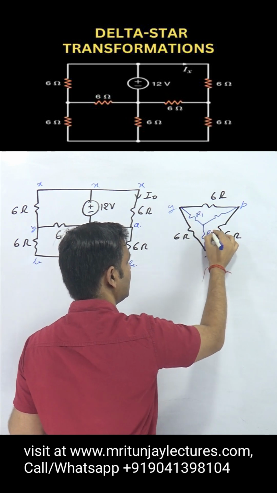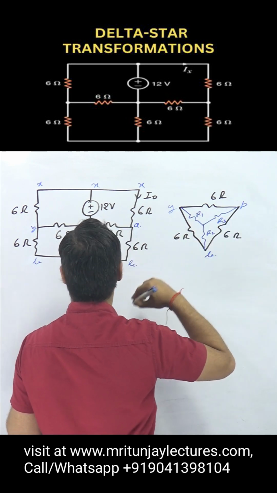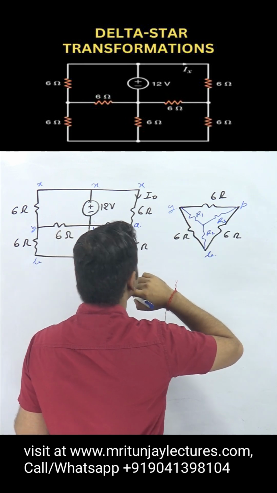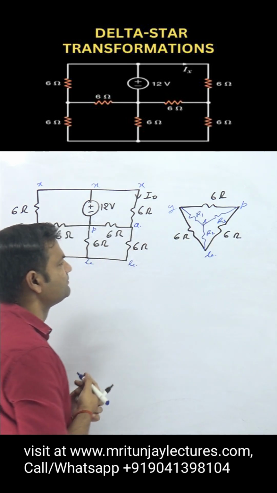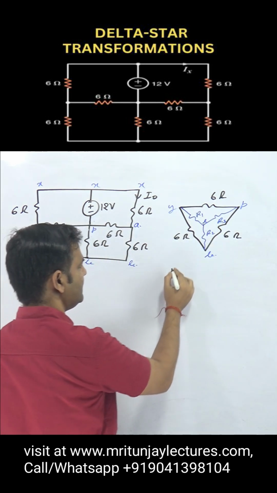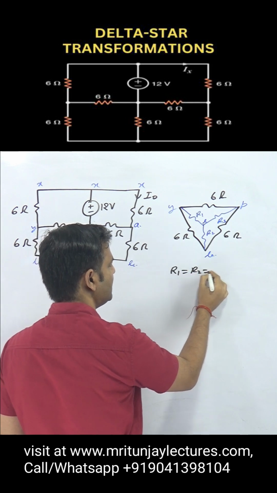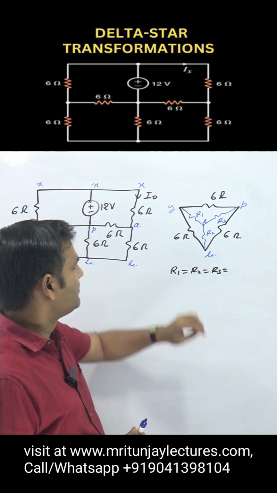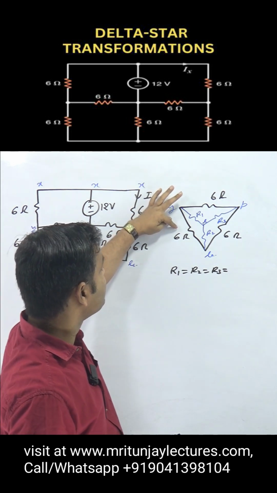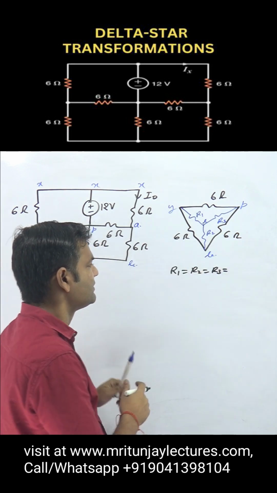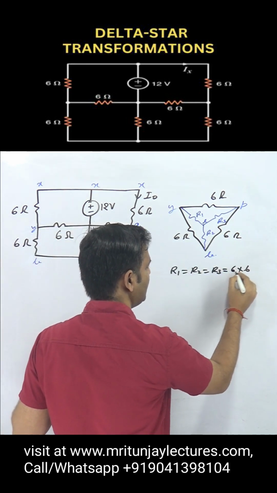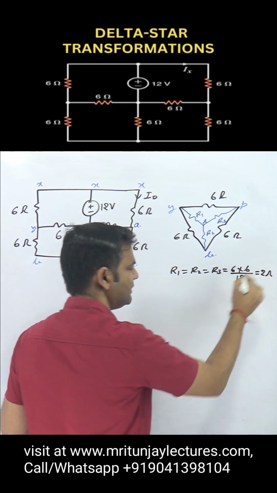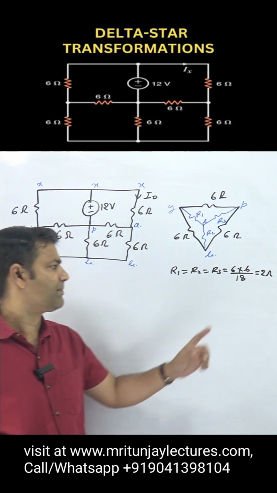Here R1, here R2, here R3, here E. Clear? So what about R1? R1, R2, R3 are the same. Why? Because all the resistances are the same. That's why. But what about R1? R1 is 6 into 6 divided by the sum of these three resistances. So 6 into 6 divided by, that is 18. Finally we got 2 ohm. Clear or not? That is 2 ohm.